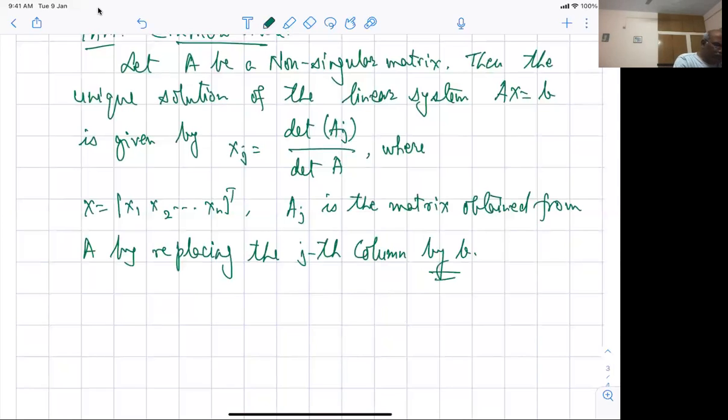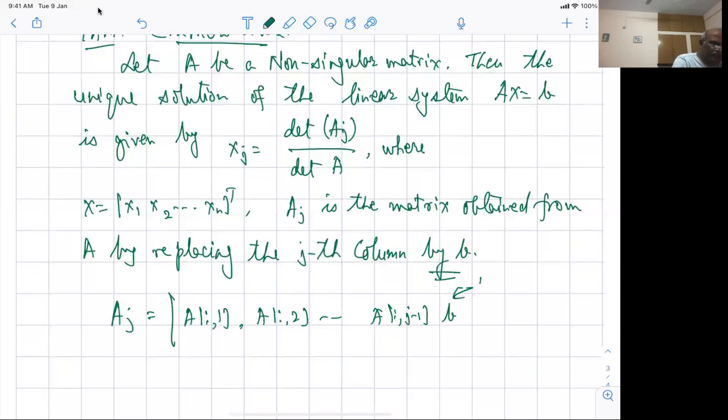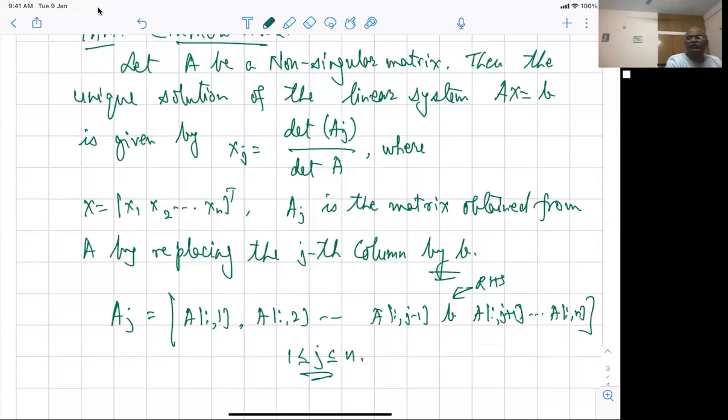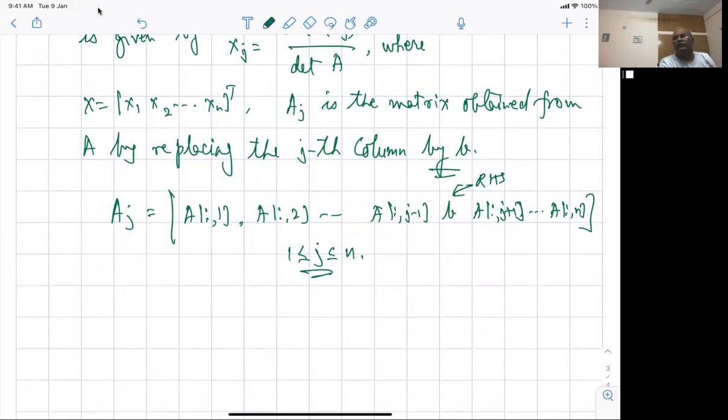So what we are saying is that if I look at Aj, Aj is supposed to have the first column as it is, no change. The second column will remain as it is. Till the (j minus 1)th column, it will remain the same. At this stage, there will be a b here. That b, the RHS, will come. And then you will have again the (j plus 1)th column, and so on till the nth column. All right, this is what the matrix Aj is, and it is true for 1 less than or equal to j less than or equal to n. And j minus 1 being 0 means there is nothing there in the beginning. All right, so this is what it is. You already know it, so I'll not get into that part.